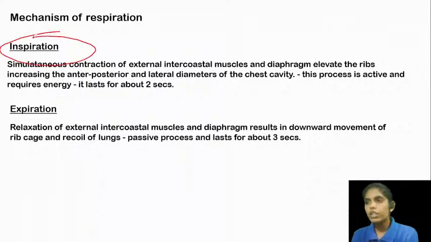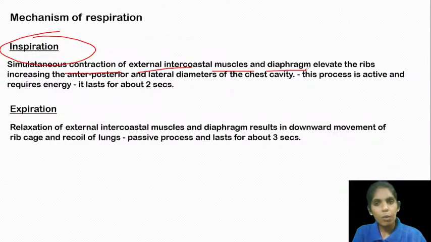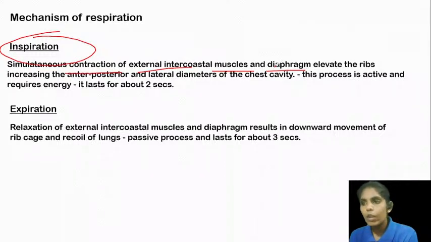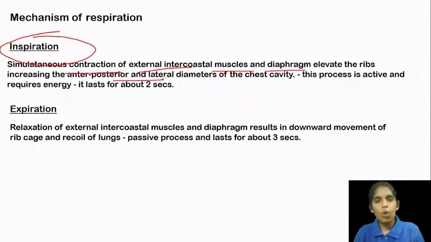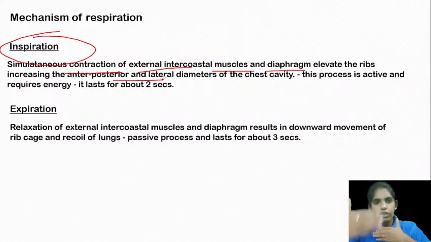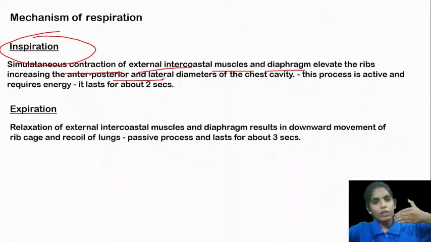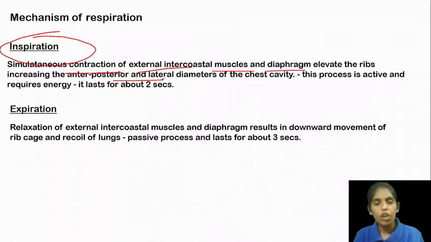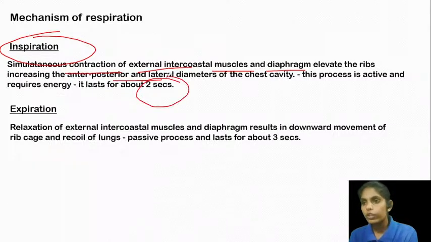Now inspiration is the simultaneous contraction of the external intercostal muscles and the diaphragm. So during inspiration, the external intercostal muscles and the diaphragm will contract. This will elevate the ribs, increasing the anterior-posterior diameter of the chest cavity. Anterior-posterior means the anterior side and the posterior side, so the chest cavity size will increase. And inspiration is an active process, which means that for inspiration of air, we require energy. And the inspiration lasts for about 2 seconds.